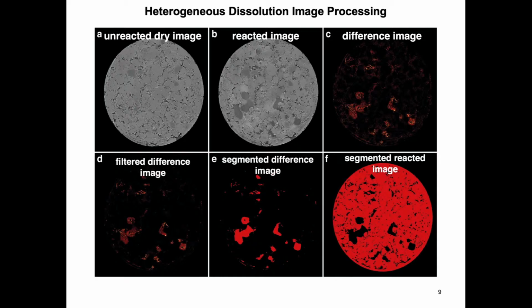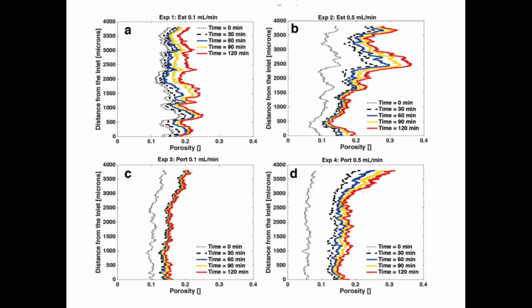The post-processing for this dataset is a multi-step process because the dissolution is focused in a few places and happens quickly enough to blur the edges of the rock, making a traditional watershed segmentation extremely difficult. So we register every image in the time series to the first image and then subtract to get the difference image. This can then easily be filtered and segmented and finally subtracted from the first segmented unreacted image to get a time series of segmented reacted images.